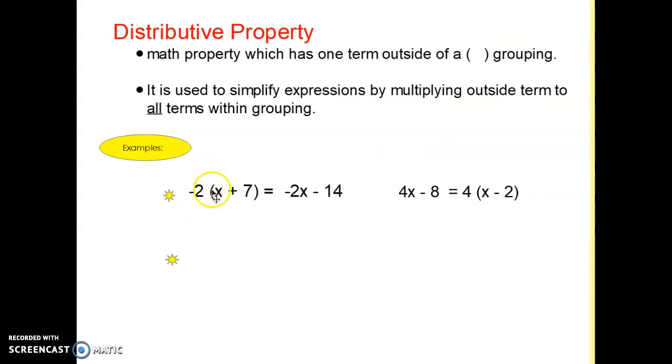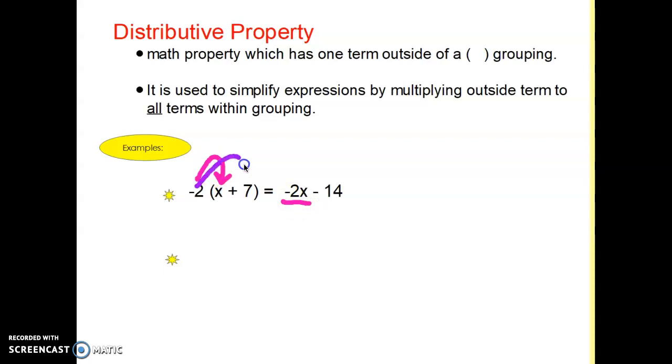We're going to take the number out front and we're going to multiply it by every term inside of the grouping. So it's basically a math property that has one number out front and we share it with both numbers inside of the grouping. And we multiply when we do that. So we have -2 and we multiply it. And again, this is what we looked at when we were simplifying the algebraic expressions, but we have -2 and multiply by x and get -2x.